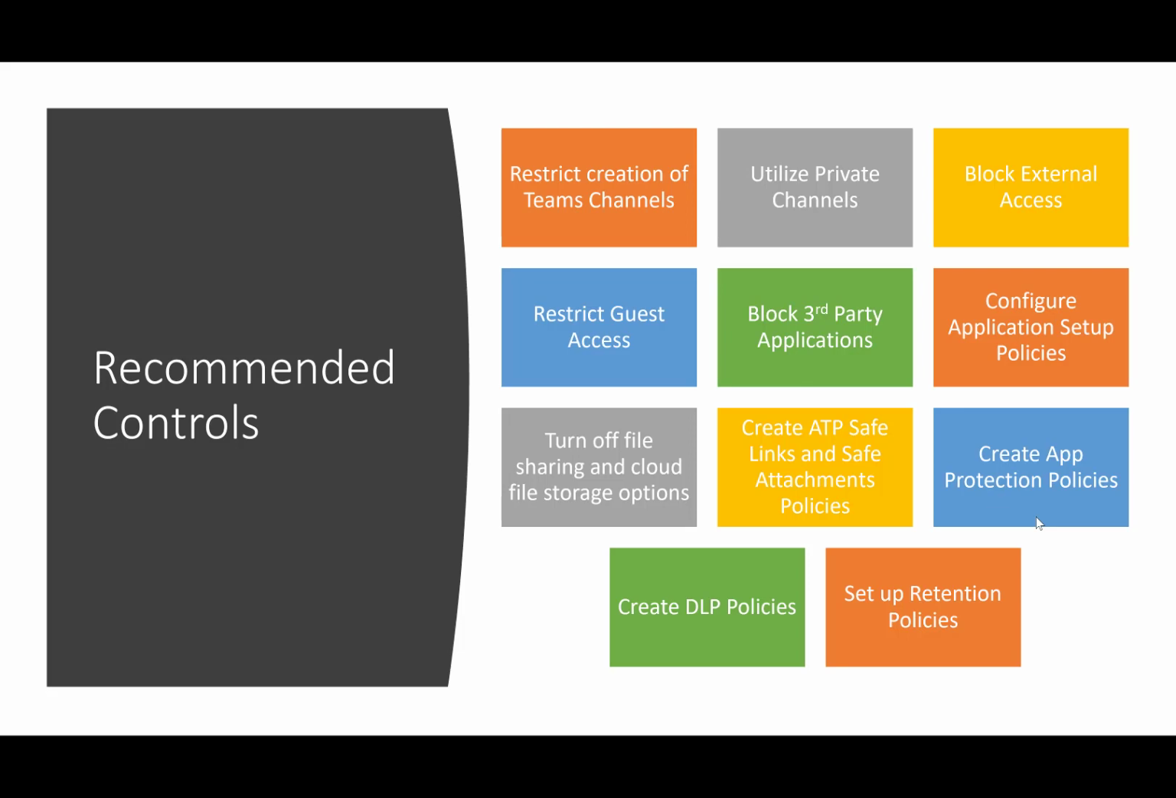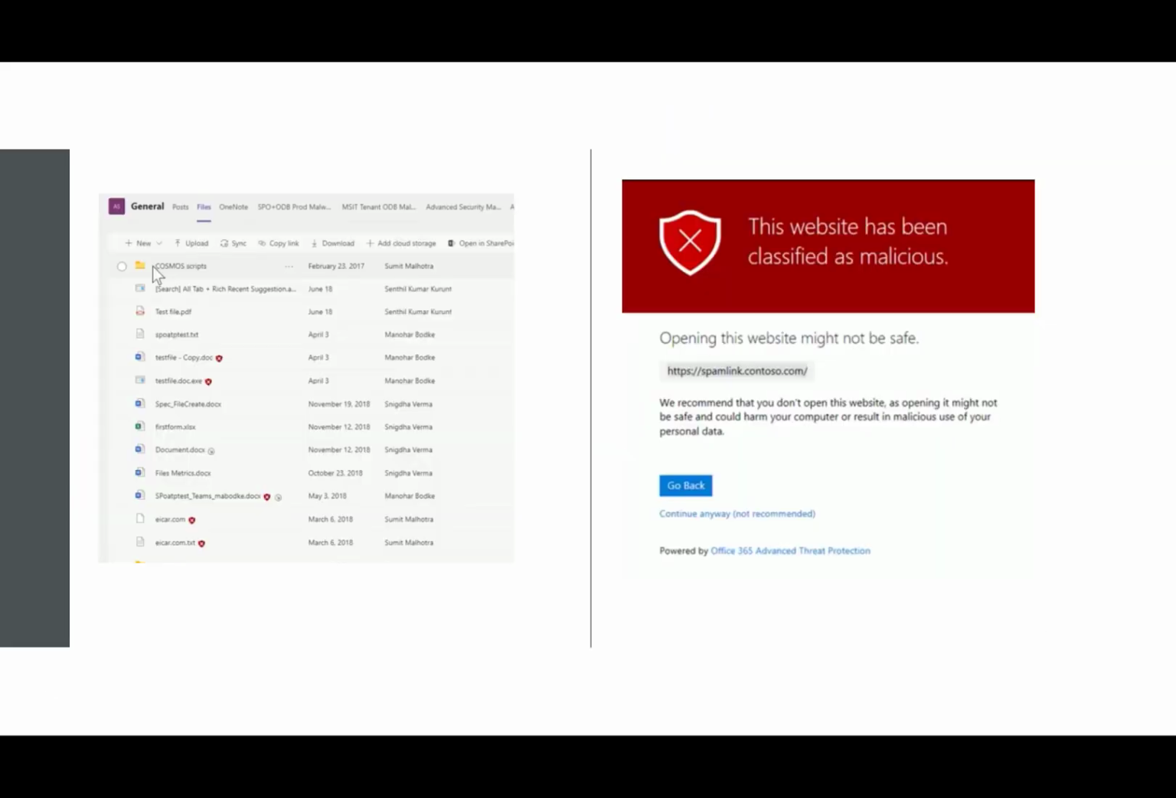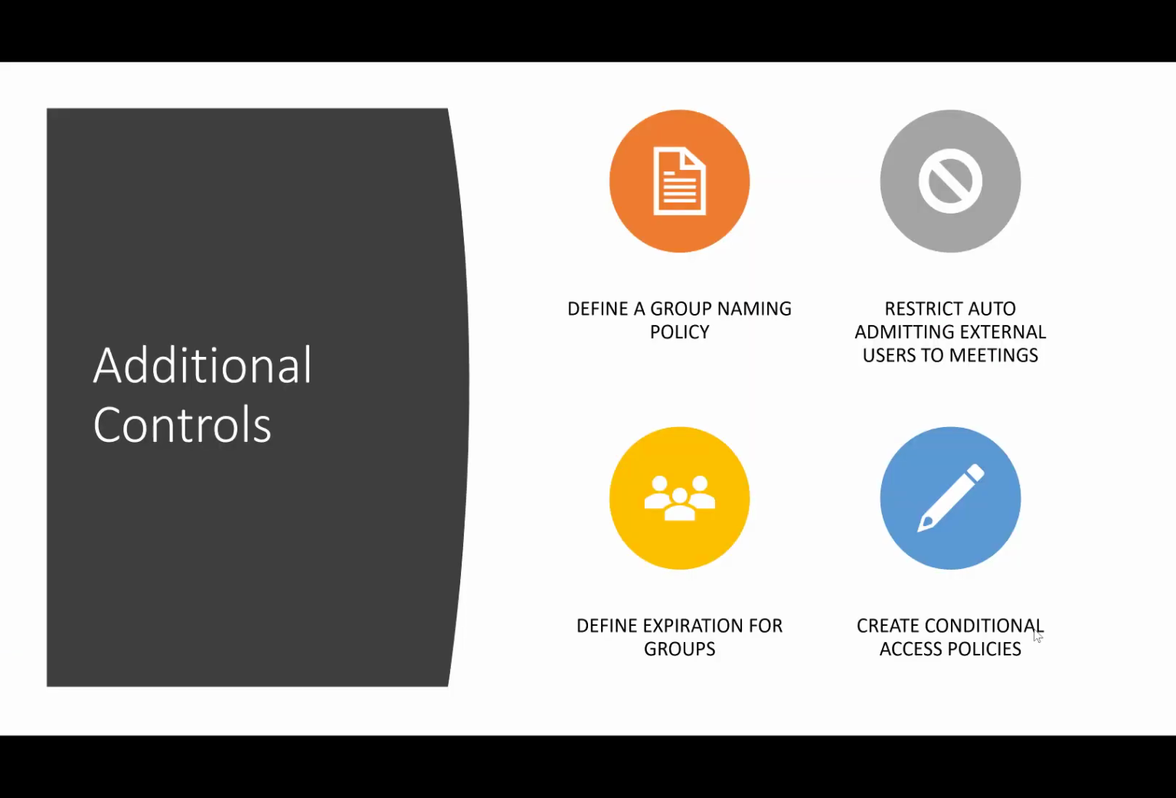So we've gotten through all the recommended controls here, and I didn't show you guys this, but this is the ATP settings as far as what the end user would see. So this is saying they clicked on a malicious link that was detected, and they have the ability to just go back. The continue anyway, not recommended, is a setting that you can configure, so you can allow them to click through it, but in most cases you're not going to allow them to do that. And then on the left there, it's showing the scanned file directory of the document library associated with the Teams channel, and it shows you some of the documents it's detected as malicious.